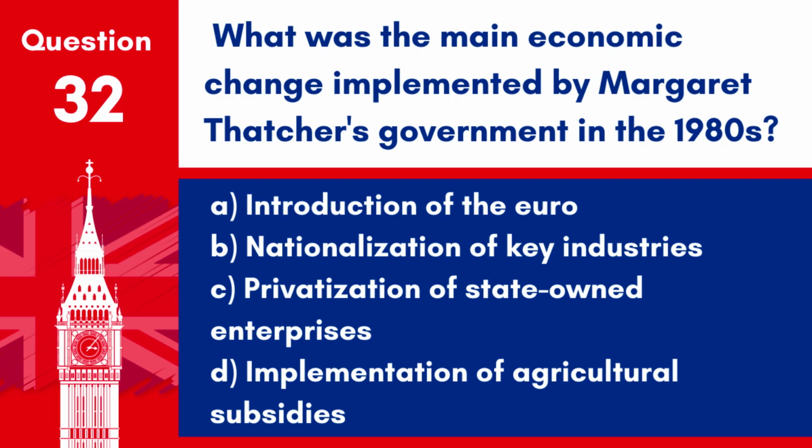Question 32. What was the main economic change implemented by Margaret Thatcher's government in the 1980s? A. Introduction of the euro. B. Nationalization of key industries. C. Privatization of state-owned enterprises. D. Implementation of agricultural subsidies. Answer: C. Privatization of state-owned enterprises. One of the hallmark policies of Margaret Thatcher's government was the privatization of numerous state-owned industries.